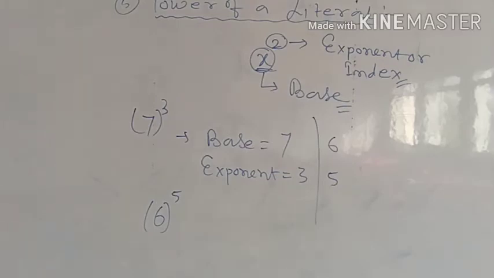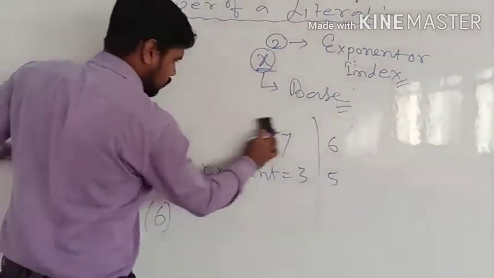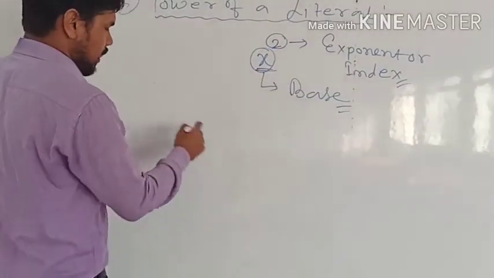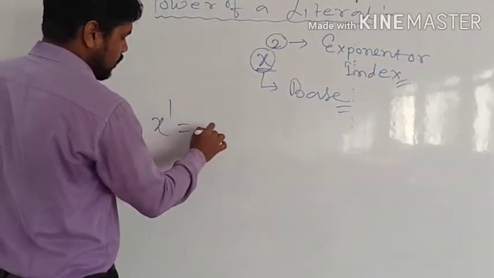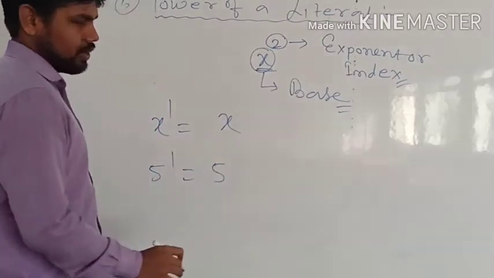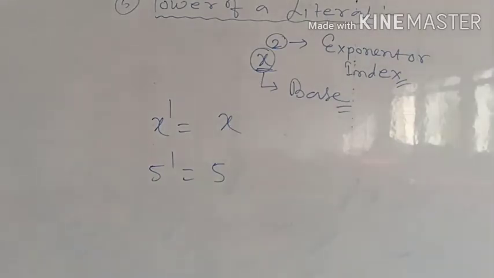One more basic concept is there related to the power 1. Suppose any number to the power 1, we write as the number itself. Suppose x to the power 1, we can write it as x. Suppose 5 to the power 1, that means 5. So a number raised to the power 1 is the number itself.